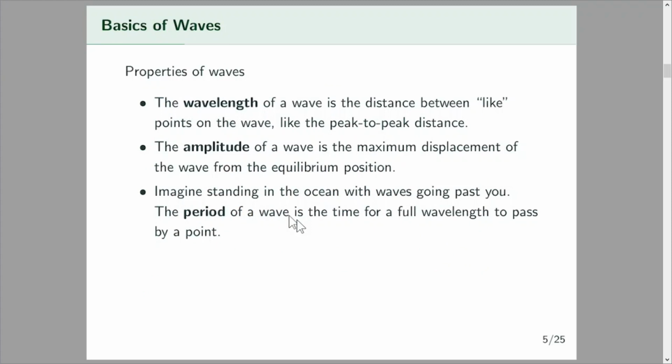Now we're going to talk about the period of a wave. So imagine you're standing in the ocean and waves are going past you, say, past your legs. The period of a wave is the time for one full wave to pass by a point. So if the peak of a wave passes by you, the time from then till the next peak hits your legs is the period of the wave.